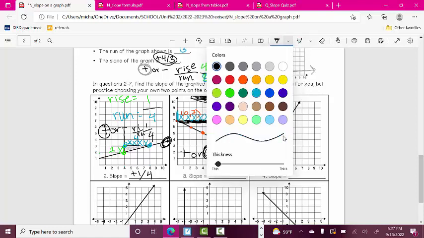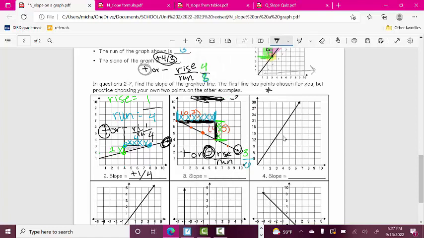3 over 6 can be reduced. That's the same as negative 1/2. So you could use negative 3 over 6, that's equivalent to the same fraction. We want to reduce it, that way we're using smaller numbers in our fractions. So the slope is negative 1/2.